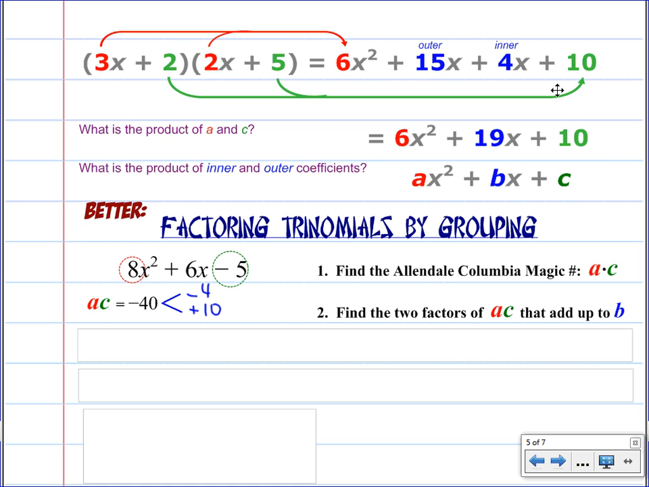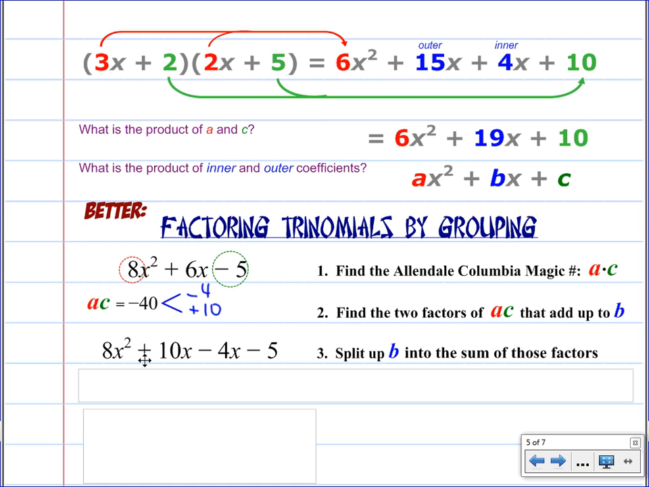What that's going to let me do now is write out all four parts of FOIL. My first term is still 8x squared. My last term is still negative 5, but I'm going to take this positive 6x, and split it up. My 6x is going to become positive 10x and negative 4x. Again, these two, positive 10 and negative 4, multiply to give you negative 40, as do 8 and negative 5. Look all right so far? So again, I took the magic number, our Allendale-Columbia magic number, I found two factors that added up to that middle term, and then we split the middle term up into those two factors.